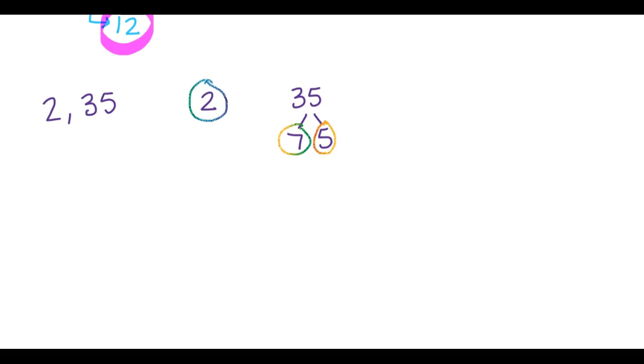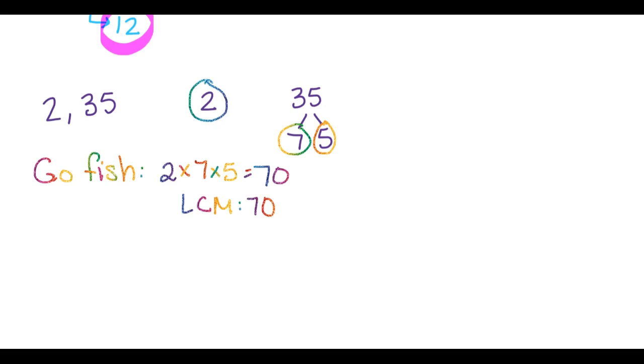Do we have any sets? Does anything match up? So if I say to Fiona, hey Fiona, you got any 2s? She's looking at her hand, she only has 7s and 5s. She's going to tell me to go fish. So it turns out that all of these numbers are Go Fish numbers. So we have 2 times 7 times 5. And so 2 times 7 times 5 ends up being 70. And so the LCM would be 70 of 2 and 35.